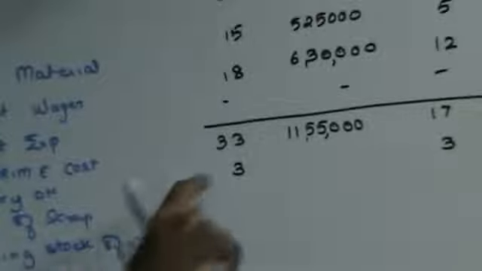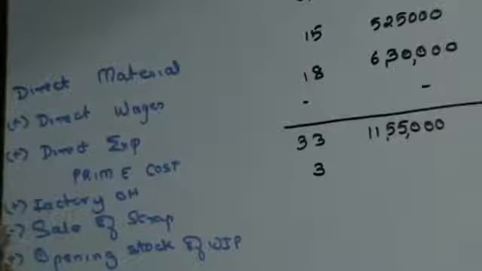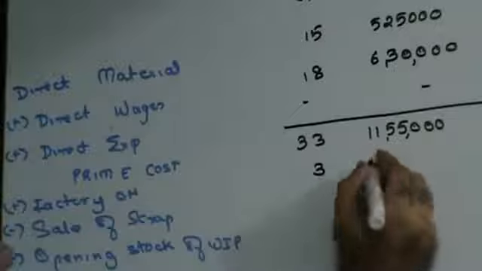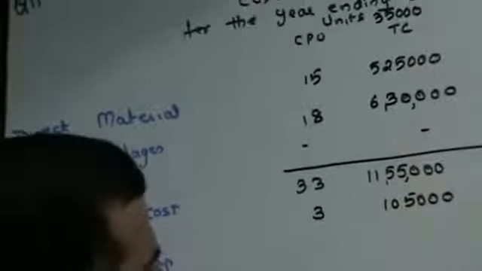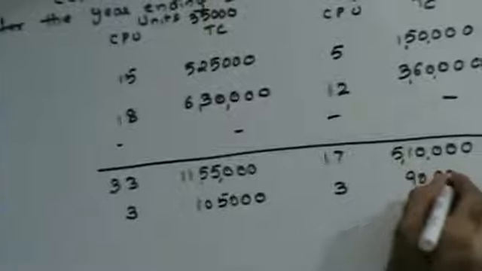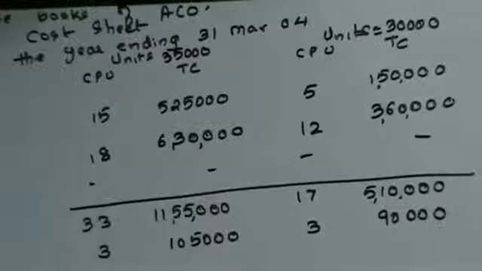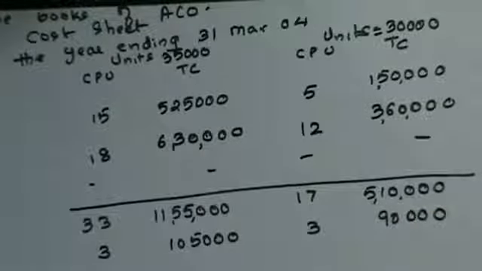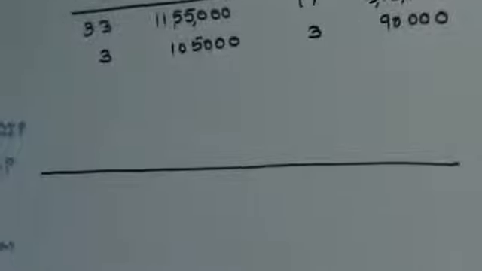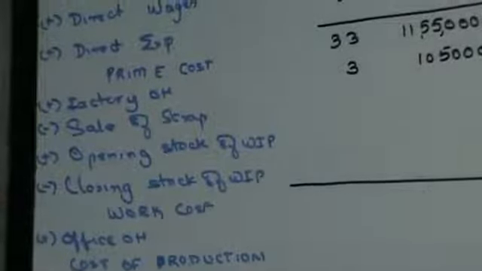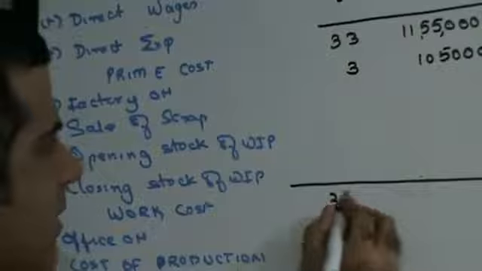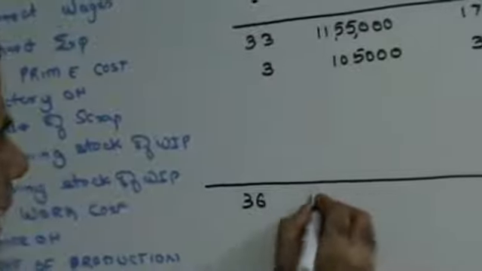So factory overheads is 3 and 3. How do I get TC? CPU into units is TC. 3 into 35,000, 1,05,000. 3 into 30,000, 90,000. Right? There is no sale of scrap, opening or closing stock of finished goods. So straight away you will get work cost, that is 12,60,000.